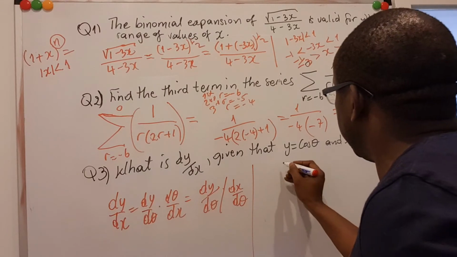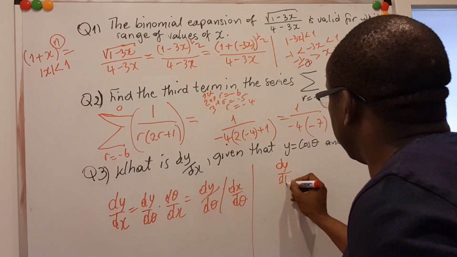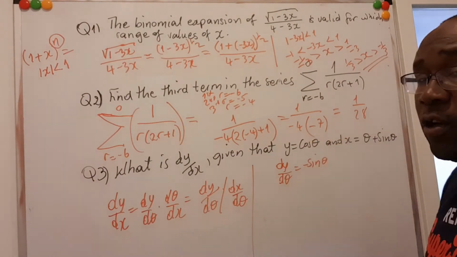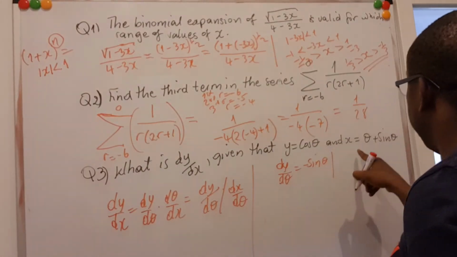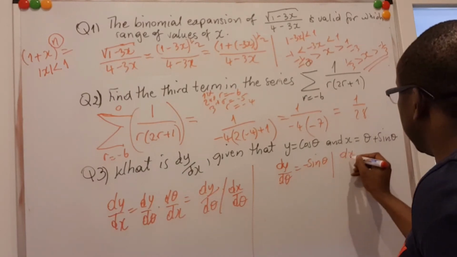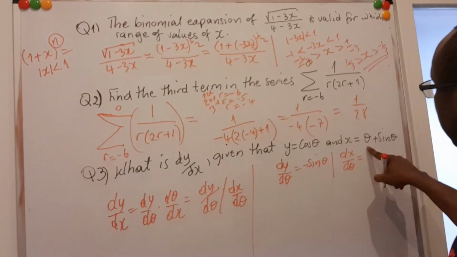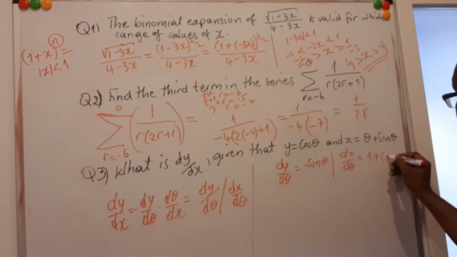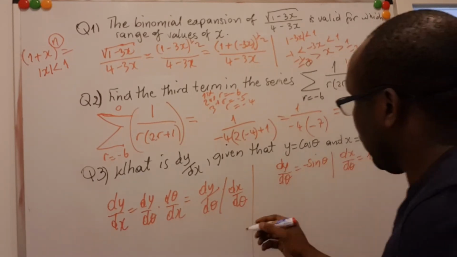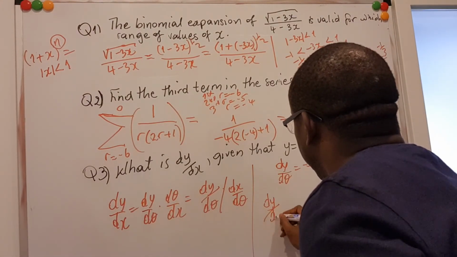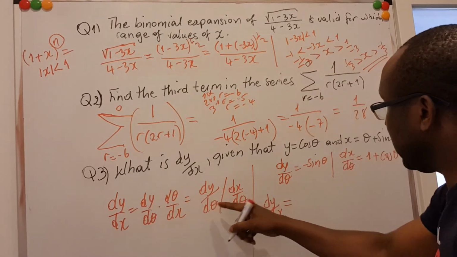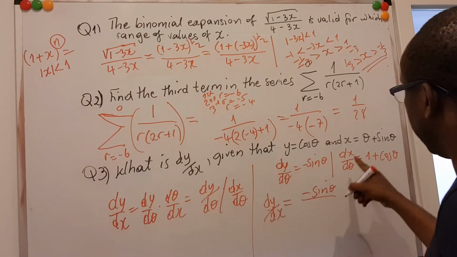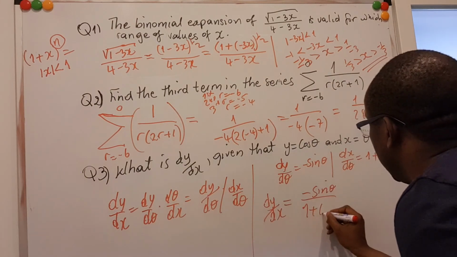So y is given like this, so my dy d theta here is equal to minus sine theta, the derivative of cos theta. And my x is given as theta plus sin theta, so my dx d theta is 1 plus, the derivative of sin theta being cos theta. So we are just left to put into our formula. dy d theta is minus sin theta, divided by dx d theta, that is 1 plus cos theta.